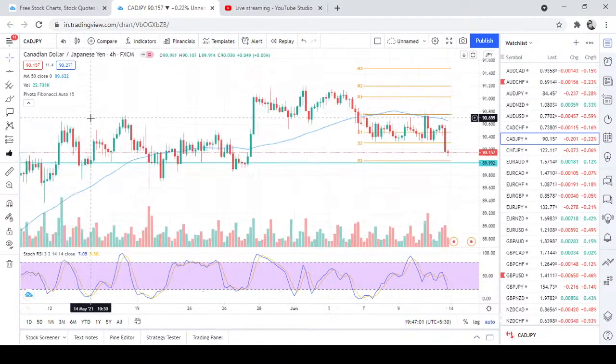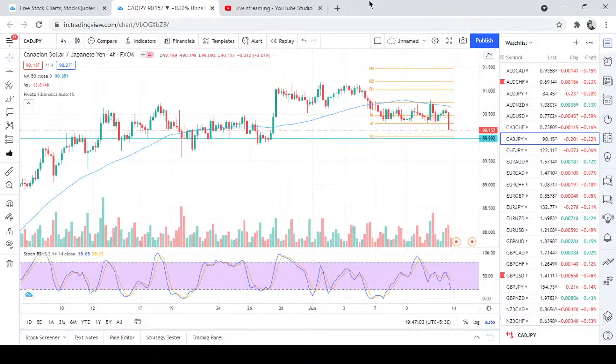But if we look at this particular portion here, then we can easily see that right now the market is in a range. And as we all know, in a range bound market we get opportunities on both sides. We can short the market at the resistance, and we can go for buy at the support level.